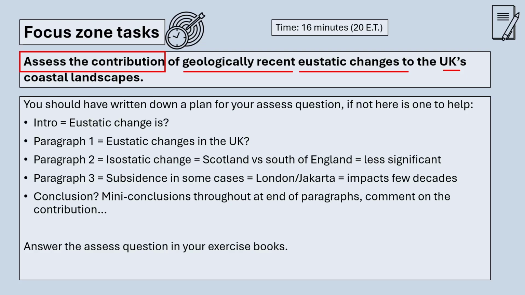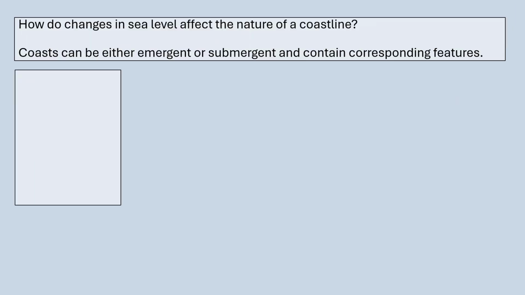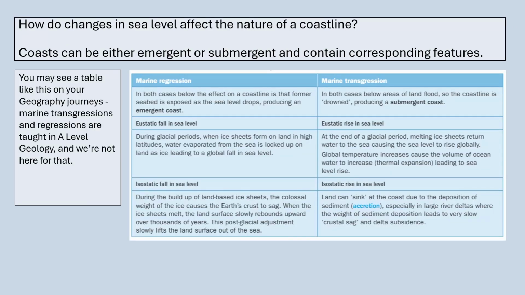Now, on to emergent and submergent coastlines. Now, if you look through the Hodder textbook, you'll find a table that looks a bit like this, and it looks quite off-putting. I don't want you to worry about regressions and transgressions. That is content taught in A-level geology, which I know some of you will be upset about missing. Instead, I want to focus on these two.